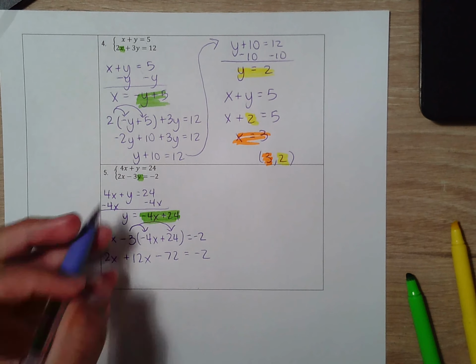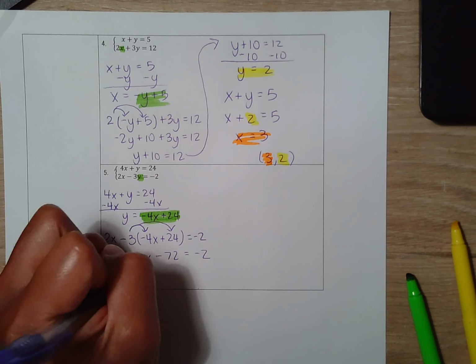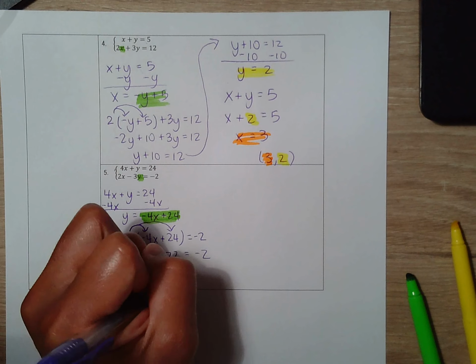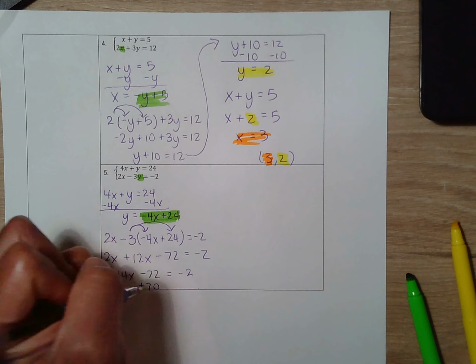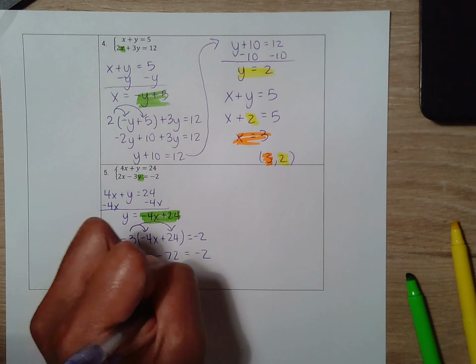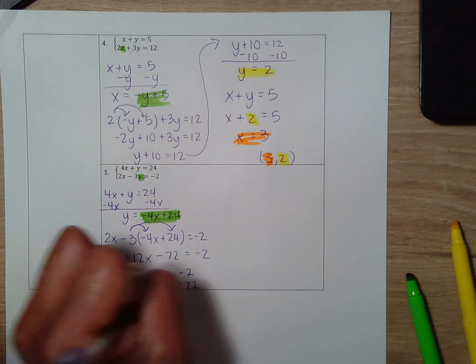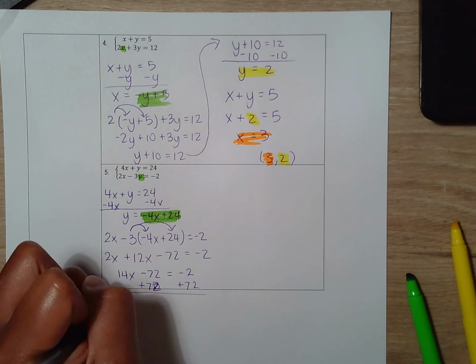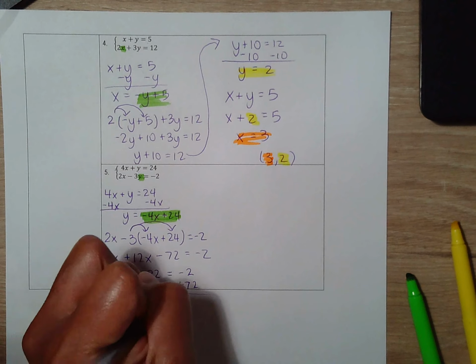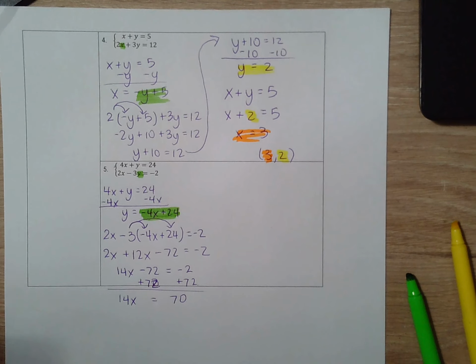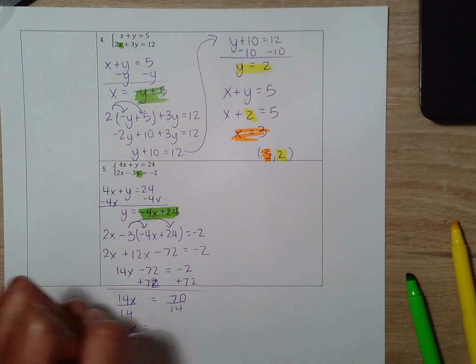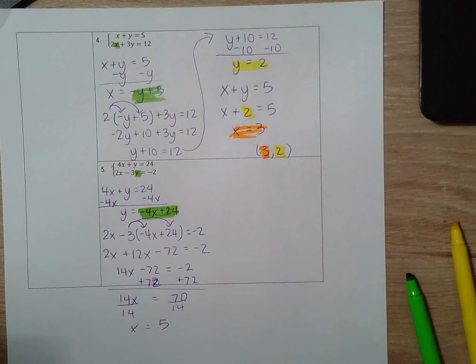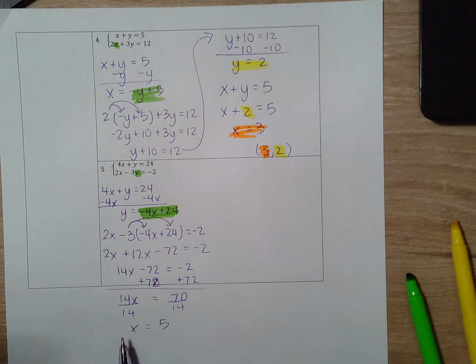All right, next, combining like terms, we get 14x minus 72 is equal to negative 2. Adding 72 to both sides. Oh, sorry, adding 72. I was getting ahead of myself. We get 14x is equal to 70. And then dividing both sides by 14, we get x is equal to 5. All right, I said lastly, but what I meant was lastly solving for this, right? We still have more to go.